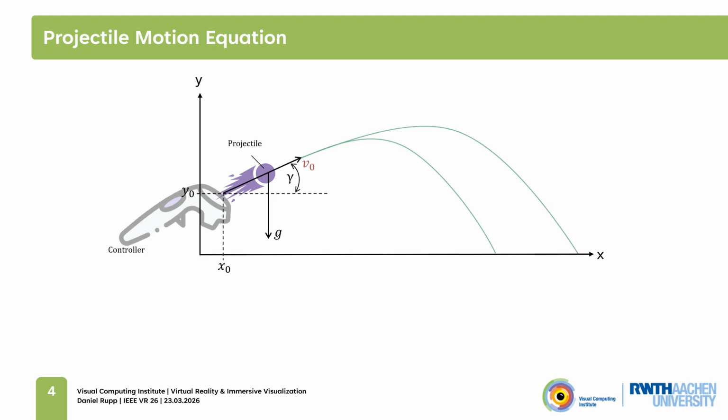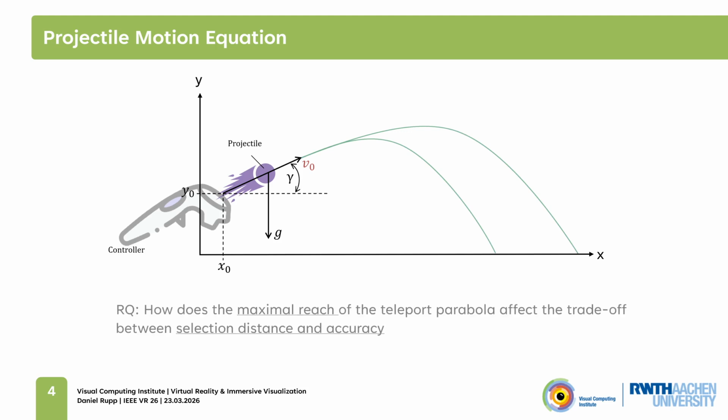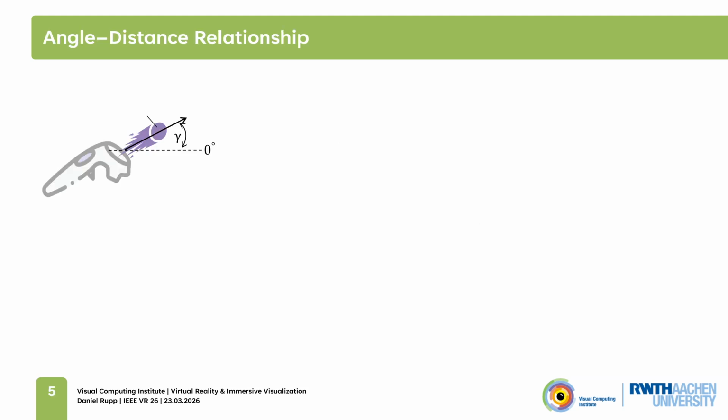We then formulated the research question: how does the maximal reach of the teleport parabola affect the trade-off between selection distance and accuracy? While the velocity is the parameter that we can adjust, the parameter that we actually alter to select the target point, and therefore how far we want to teleport, is the controller's pitch gamma.